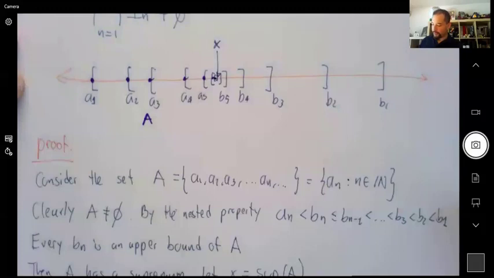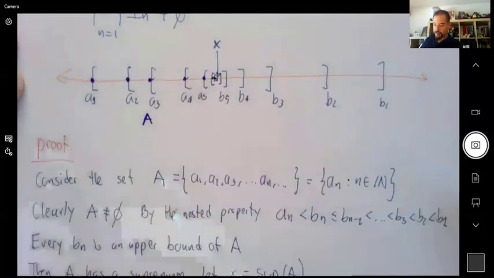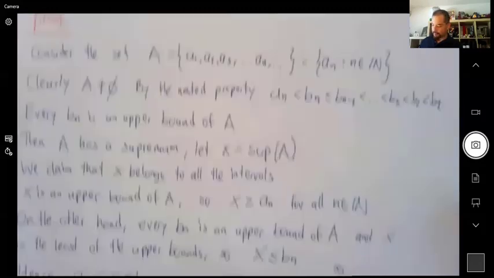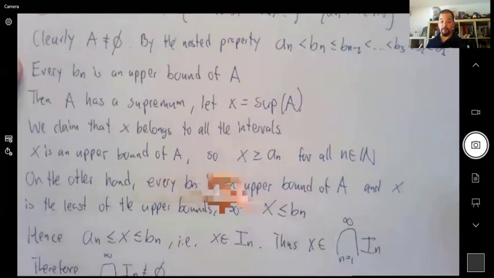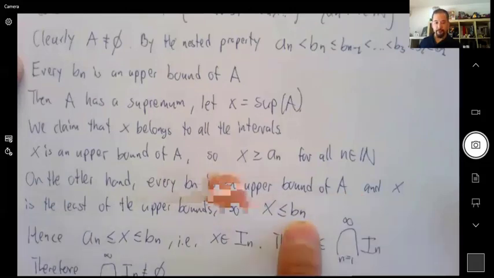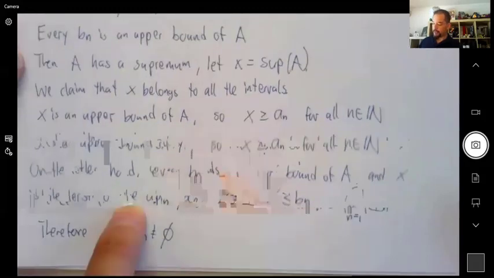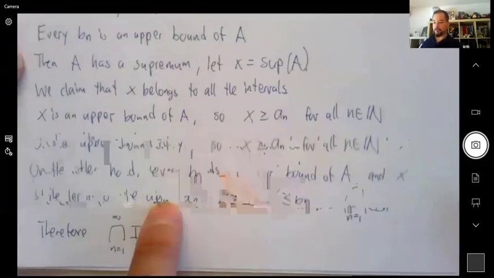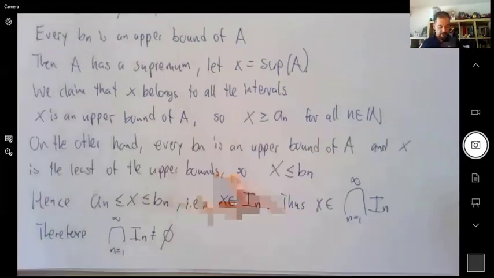Among all the upper bounds, you pick the smallest. So X is an upper bound. That's why I have this property. But also X is the least of the upper bounds. So among all the upper bounds, X is the minimum. So X is smaller than all the other upper bounds. And that's what makes this work, because now X is between AN and BN, and that's what guarantees that this intersection is non-empty. All right?